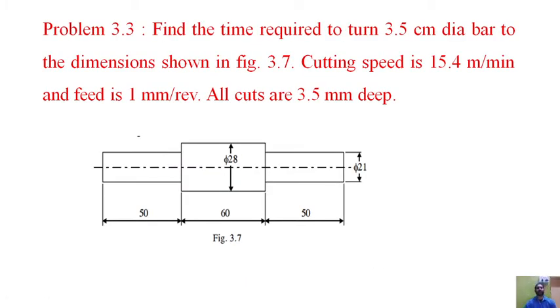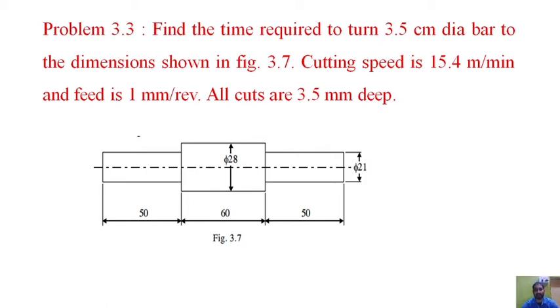So next is finding the time required to turn a 3.5 centimeter bar to the dimensions shown in the figure. Cutting speed is 15.4 meter per minute and feed is 1.1 millimeter per revolution. All cuts are 3.5 mm deep. So you have been given a 3.5 centimeter diameter bar. The raw material size is 3.5 centimeter, and the length, as you can see, is 160 mm, that is 16 centimeter length.